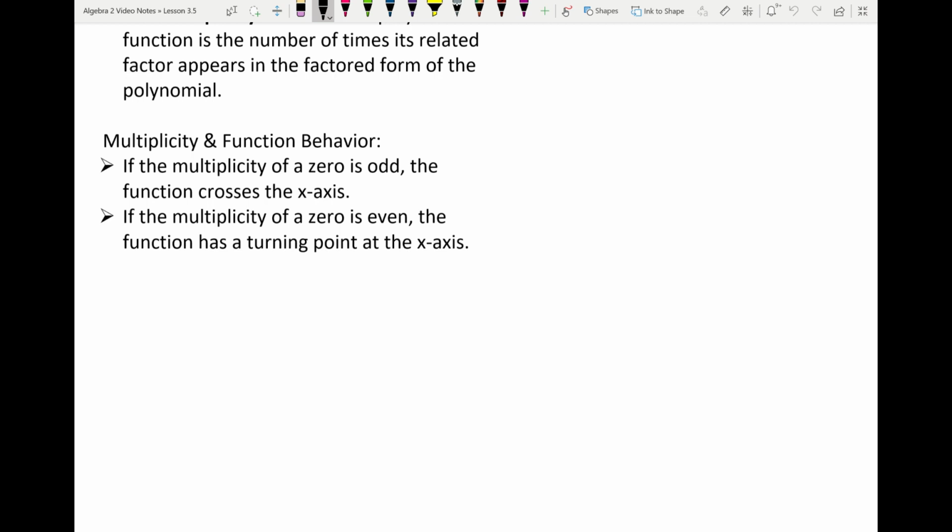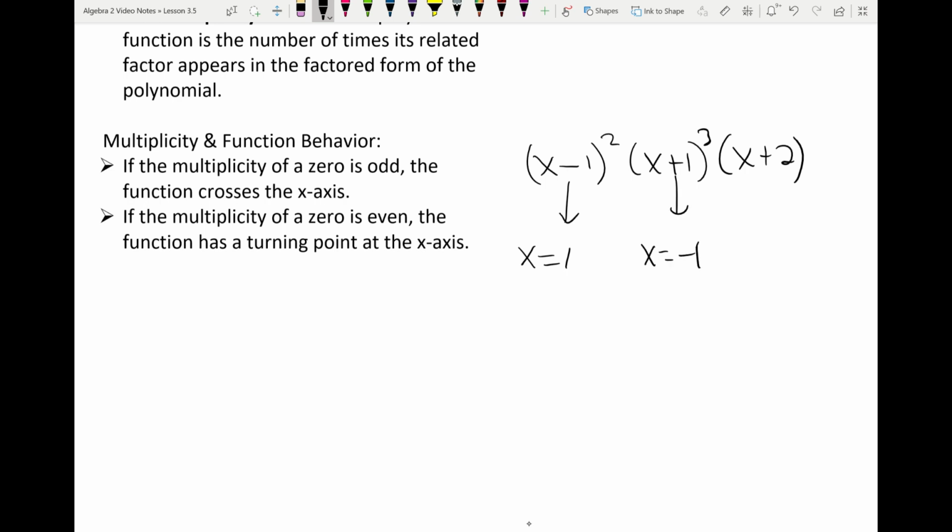So what do I mean by that? Let's look at an example. Let's say I had (x minus 1) squared times (x plus 1) cubed times (x plus 2). Let's look at the multiplicities here. If we were to find the zeros, what makes that equal to 0? It's going to be x equals 1, right? What makes this equal to 0? When x is negative 1. Negative 1 plus 1 is 0. What makes this equal to 0? Negative 2.